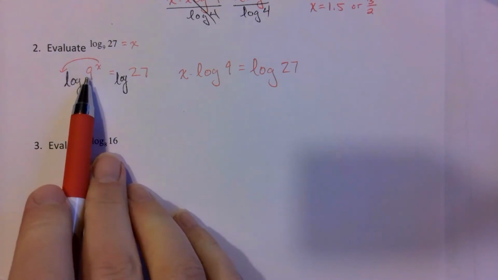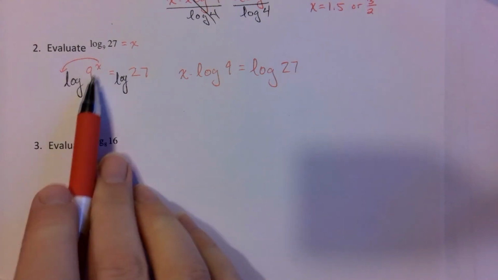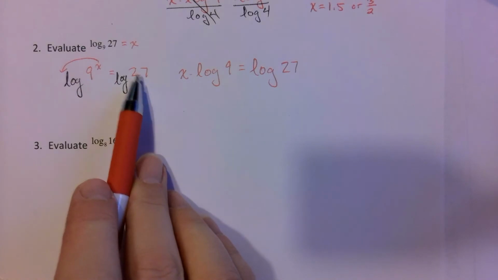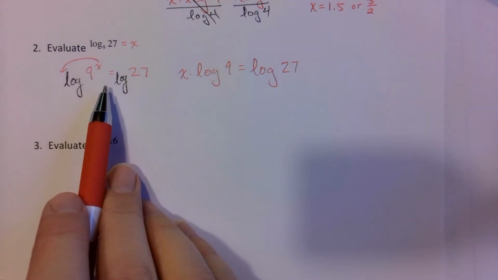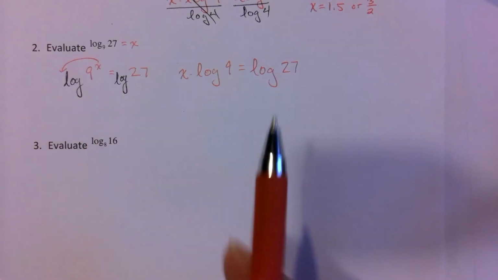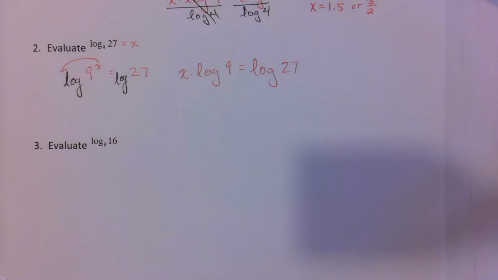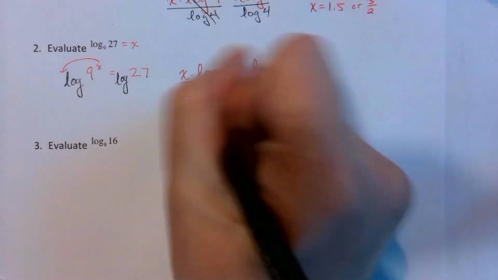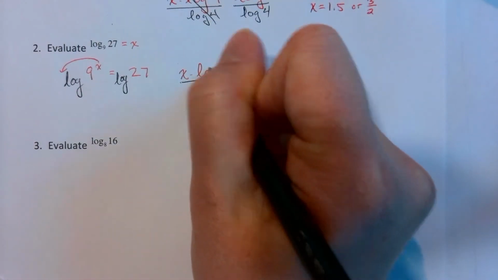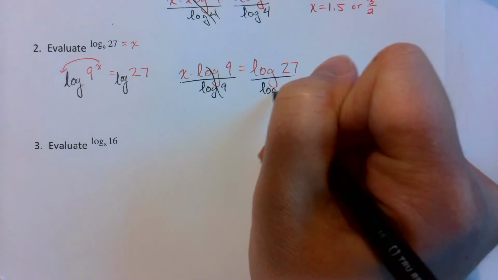Now if I come back to what I wrote here in red, 9 to the x equals 27, 9 to the first is 9, and 9 to the second is 81. So I know it's between 1 and 2. Might be 1.5 again, might be such, not a pretty number. So let's see what it happens to be. And now that I have x times log 9, I'm going to divide both sides by log 9.